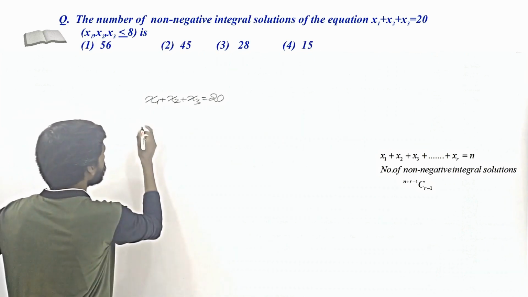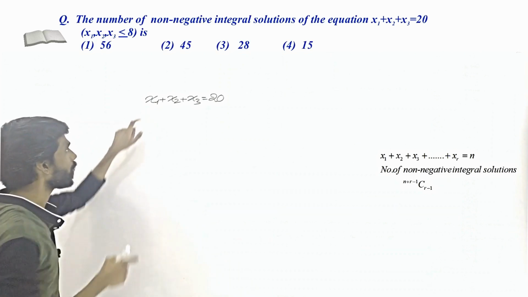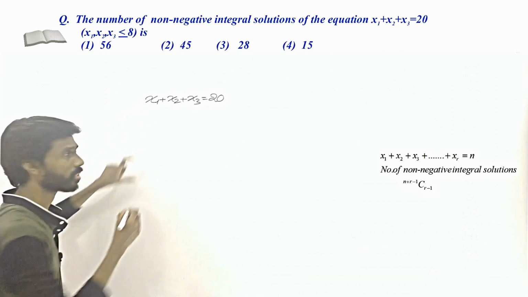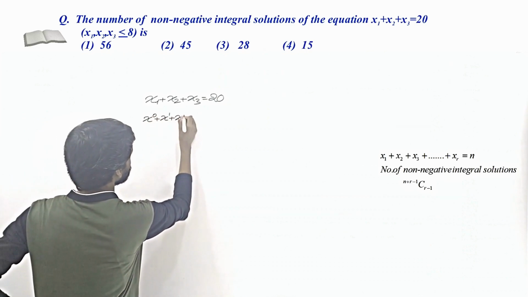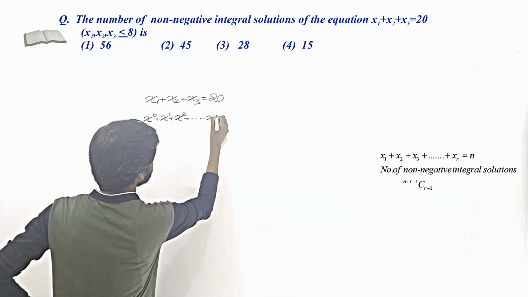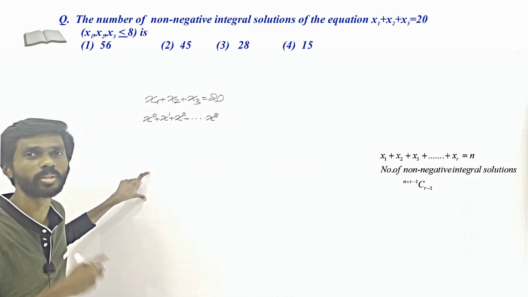So x1 takes values 0, 1, 2, 3 up to 8. All the possible values that x1 takes can be written as powers of x, right? So like x to the power 0 plus x to the power 1 plus x square, like this. So the last value is x to the power 8. Okay, now similarly x2 can take value 0, 1, 2, 3 up to 8.